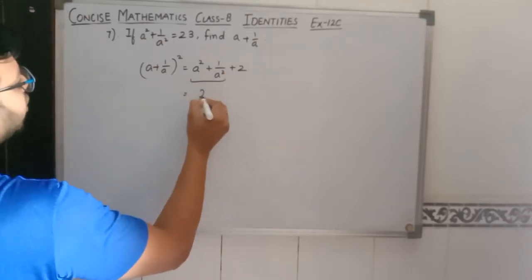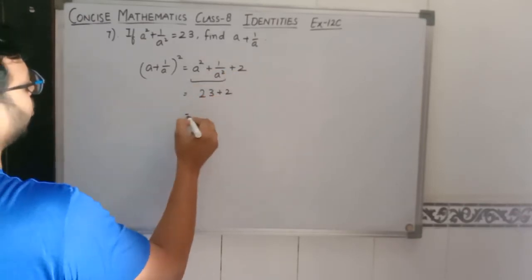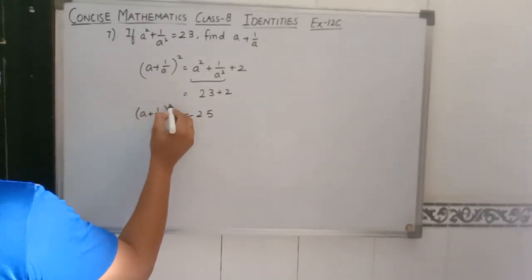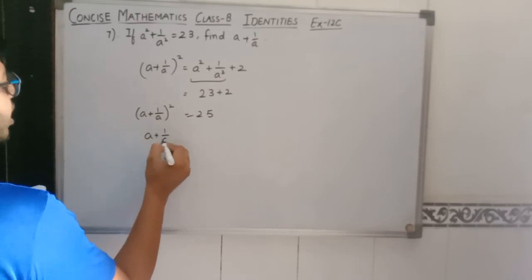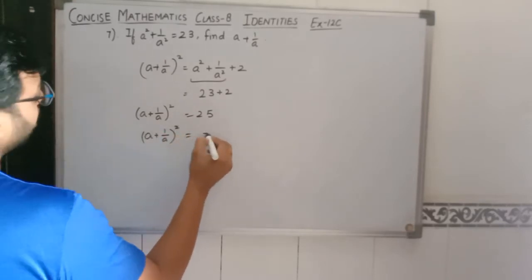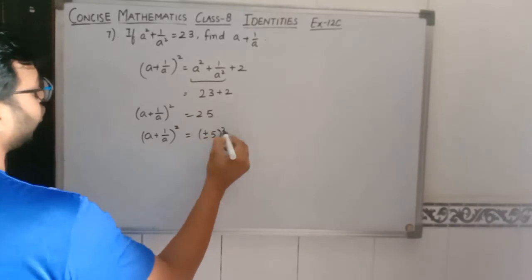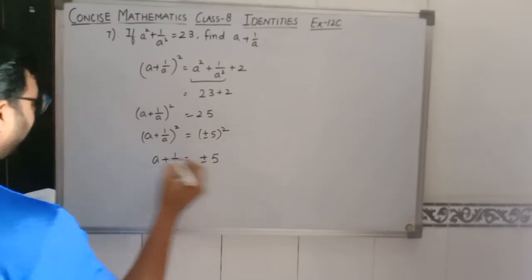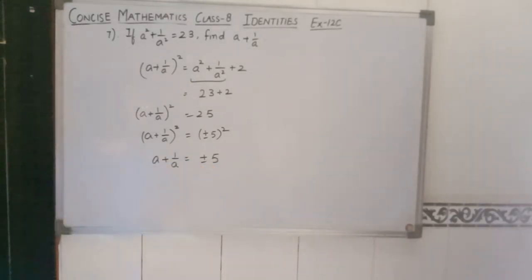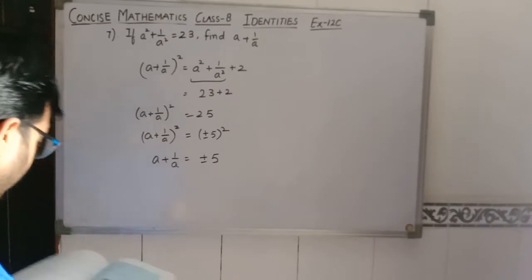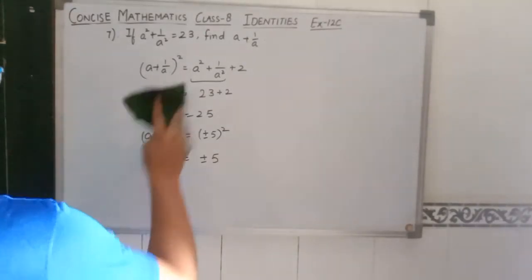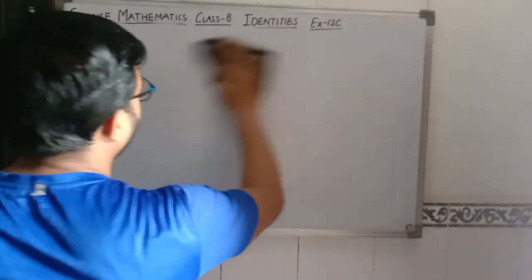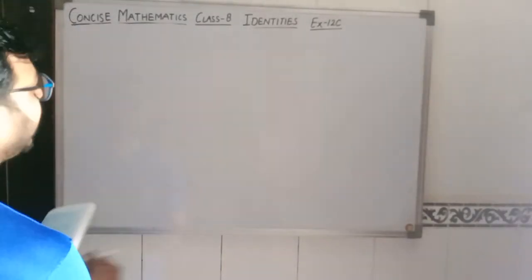Now the value of this term is given, 23. So 23 plus 2, the result is 25. But the result 25 is of a plus 1 upon a whole square. And 25 can be written as plus or minus 5 to the whole square. That is why the value of a plus 1 upon a is plus or minus 5. So this is the method to solve question number 7. Question number 8 is very much the same. So we have completed up to question number 8. Now we are coming to question number 9, in which we have to change the identity.